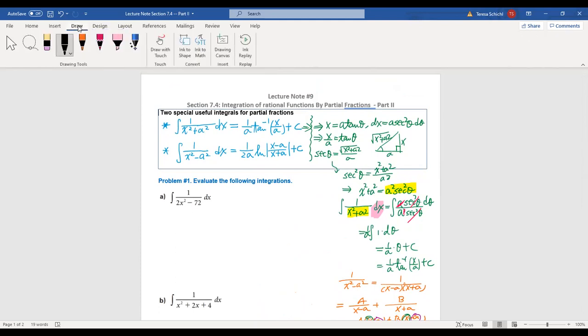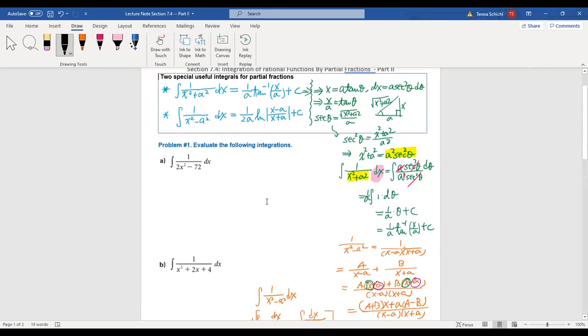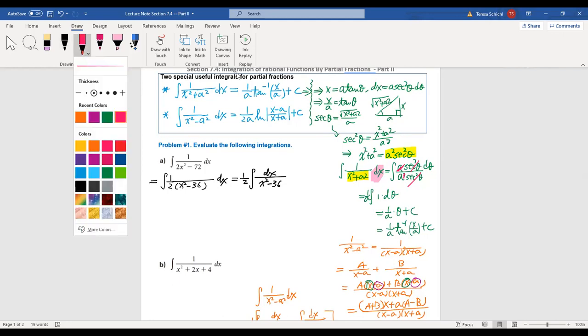So the first one here is to evaluate the following integration. For this one, I can take the factor 2 out, right? So this will be x squared minus 36 dx. I can leave the 1/2 in front. So this is dx over x squared minus 36. Yes, x squared minus 36 matches the second formula.